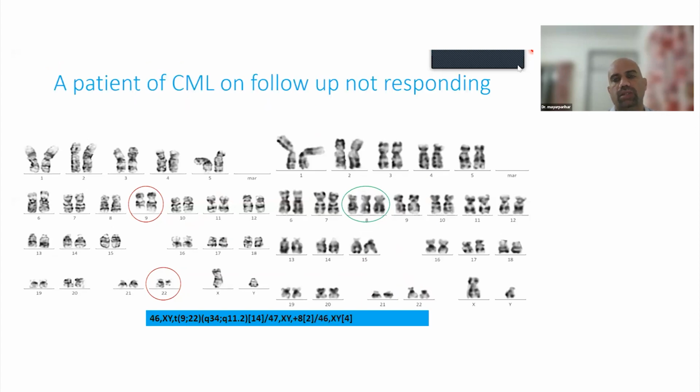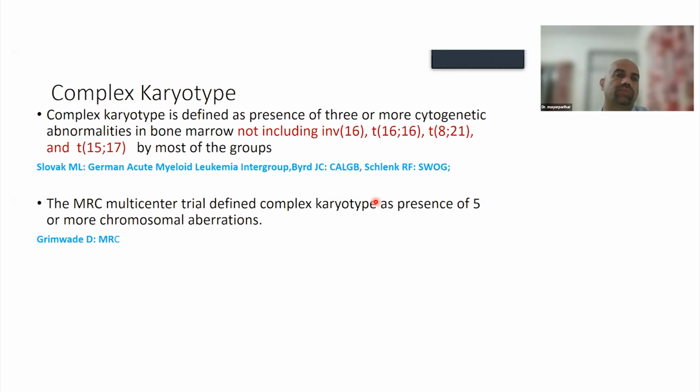Sometimes what may happen is, this was again a patient of CML who continued to have dysplasia and some amount of pancytopenia. He was on imatinib, and when we did karyotyping, we just found the trisomy 8. We did not find the 9;22. And so you can have a Ph negative clone also come up in patients who are getting imatinib.